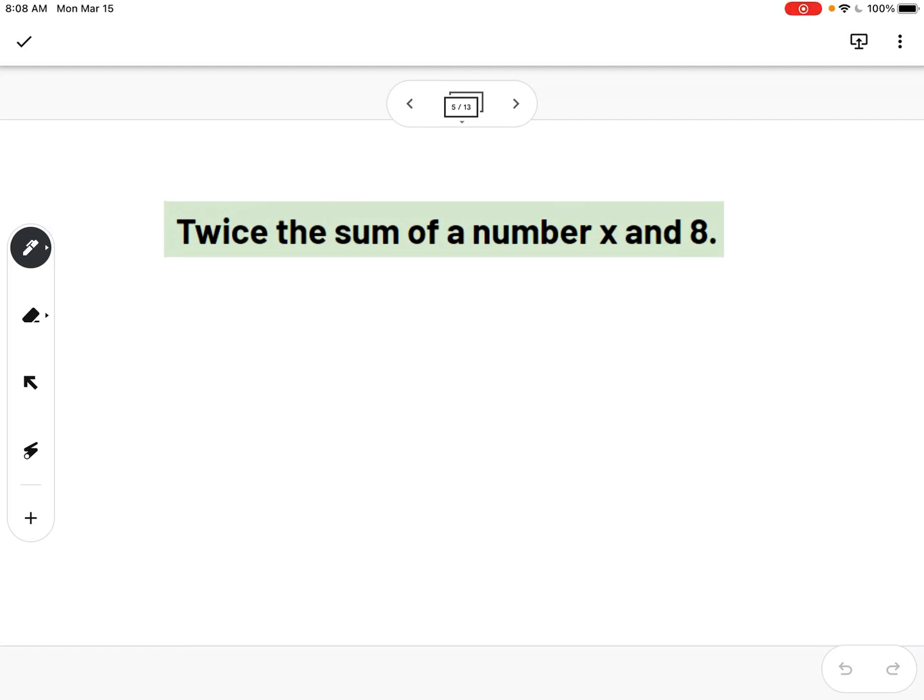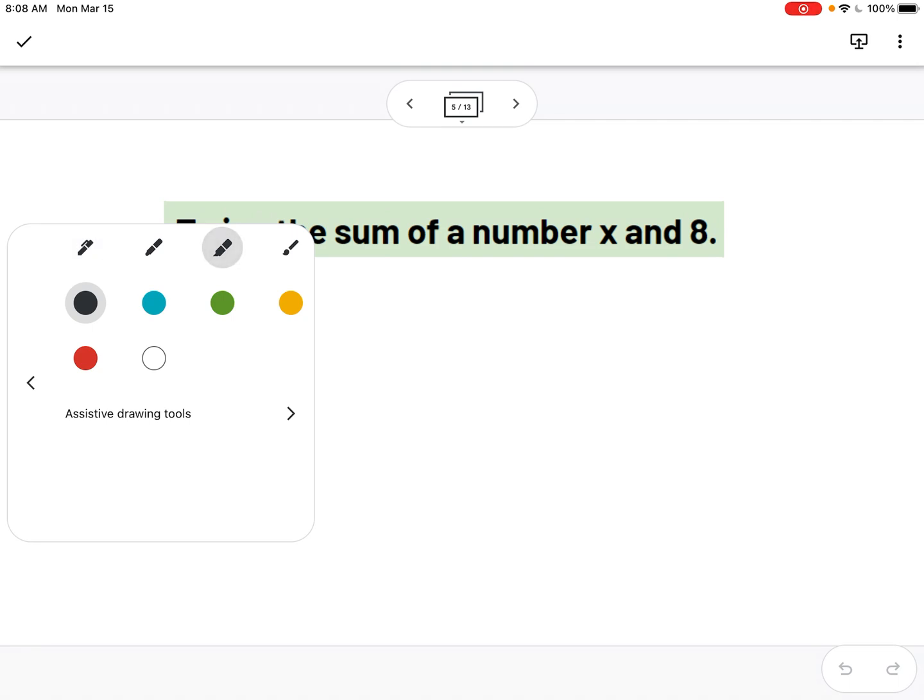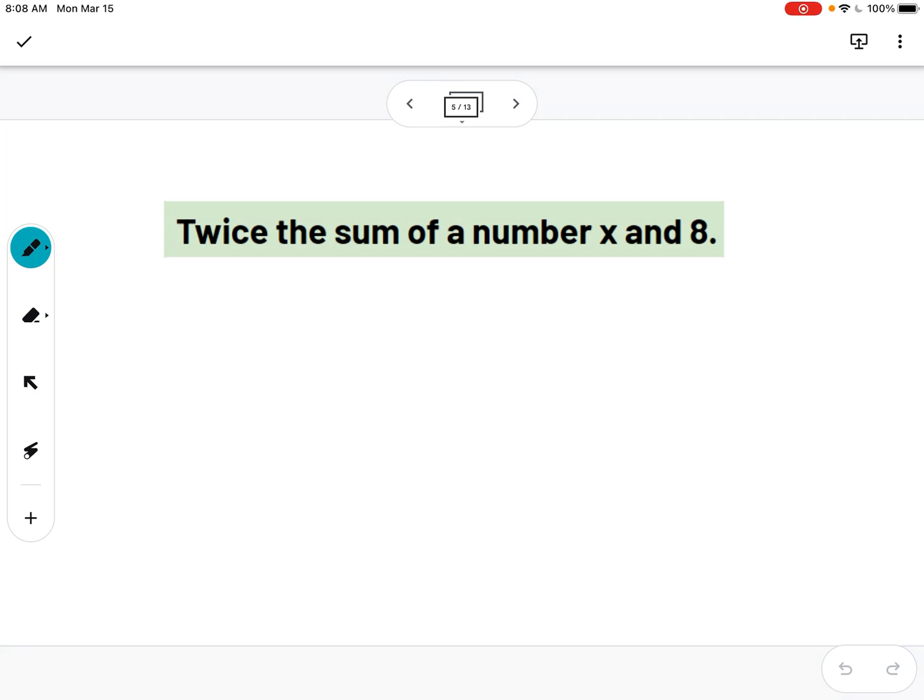All right, let's write an expression for the phrase given here. So always a good idea to start off by identifying key terms. Hopefully you guys have your notes in front of you in your key terms chart, and that can help lead you in the correct direction as to what each term references as far as operations. All right, so right now I see it says twice the sum of a number x and 8.